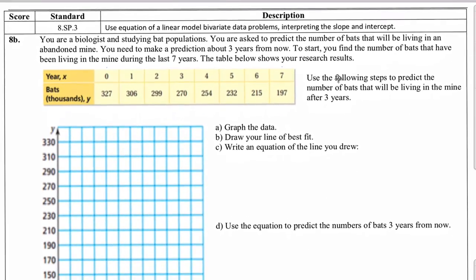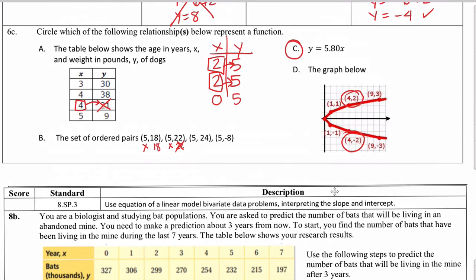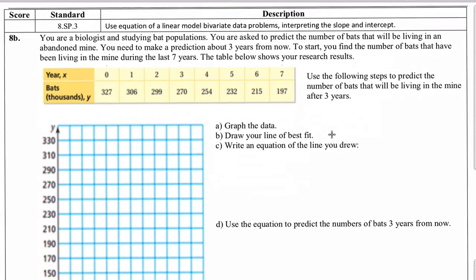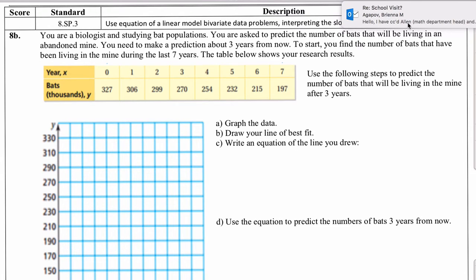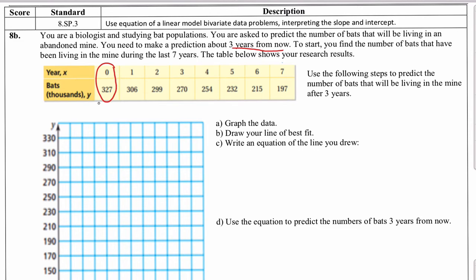Last question on this page is about bivariate data. On this one, you are a biologist studying bat populations, and you're going to interpret slope and y-intercept in this situation. You are asked to predict the number of bats that will be living in an abandoned mine, and to make that prediction, you are looking for 3 years from now. So that's important information. To start, you find the number of bats that have been living in the mine during the last 7 years. So the starting year, year 0, there are 327 bats.